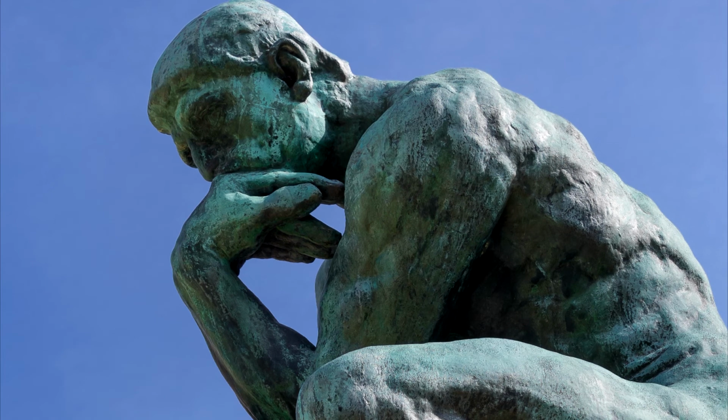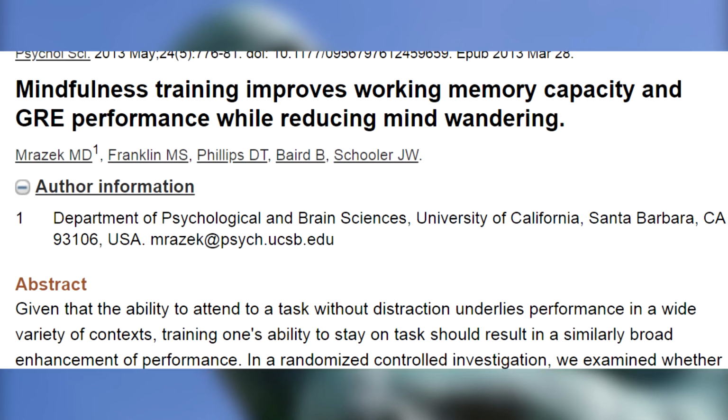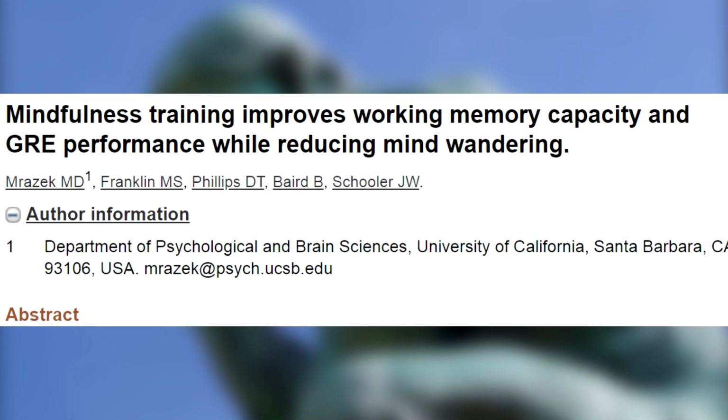The next tip is to meditate. In 2013, researchers from the University of California, Santa Barbara published a report saying that mindfulness training improves working memory capacity and GRE performance while reducing mind wandering.